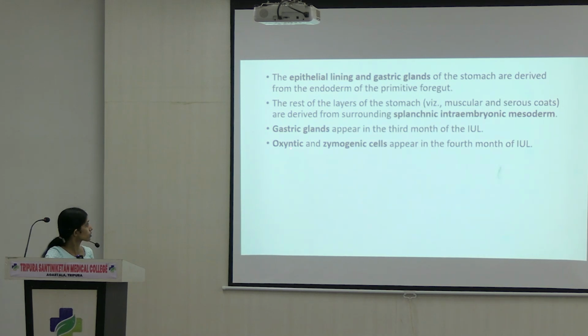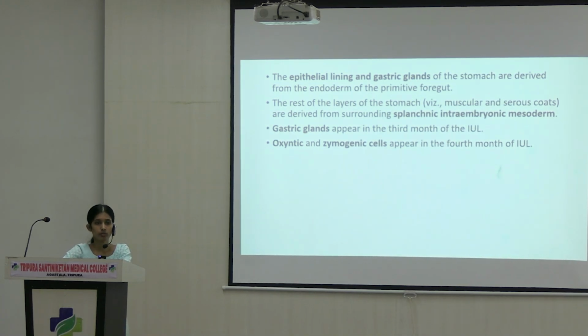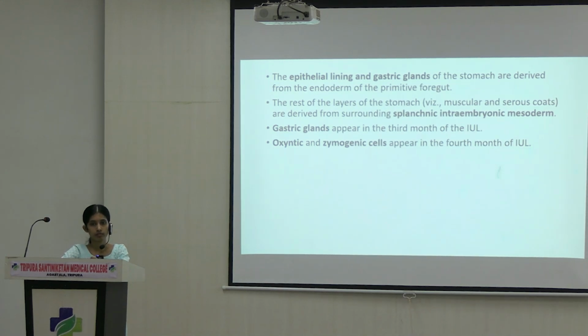So what are these oxyntic and zymogenic cells? Histology of stomach is finished, right? Are they present in the adult stomach? Because I mentioned it will appear in the 3rd month and in the 4th month, that too in the intrauterine life. So can we see those cells after the birth of the embryo? Yes. So where we can see them? What is the significance of these cells?